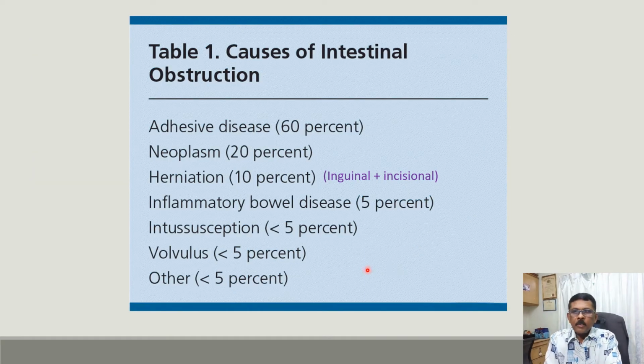Okay, but incidence-wise, the most common is adhesive disease, usually post-operative adhesions, which account for 60% of the cases, neoplasm 20%, and herniation 10%. And herniation, I say, includes inguinal as well as incisional. The other causes, less common, will be inflammatory bowel disease, intussusception, and volvulus.